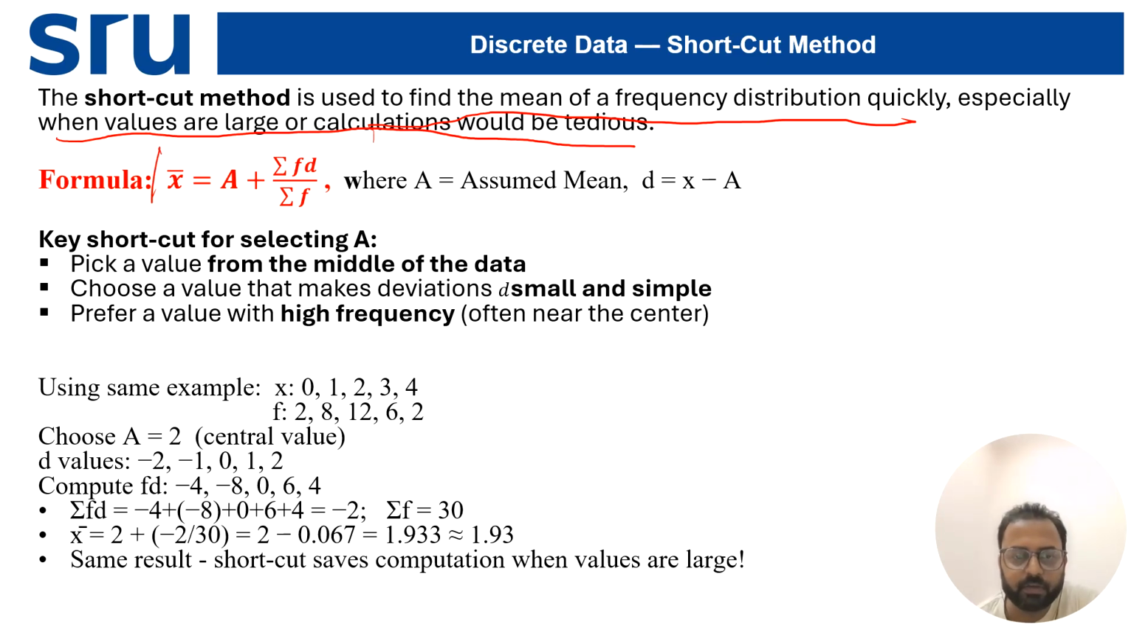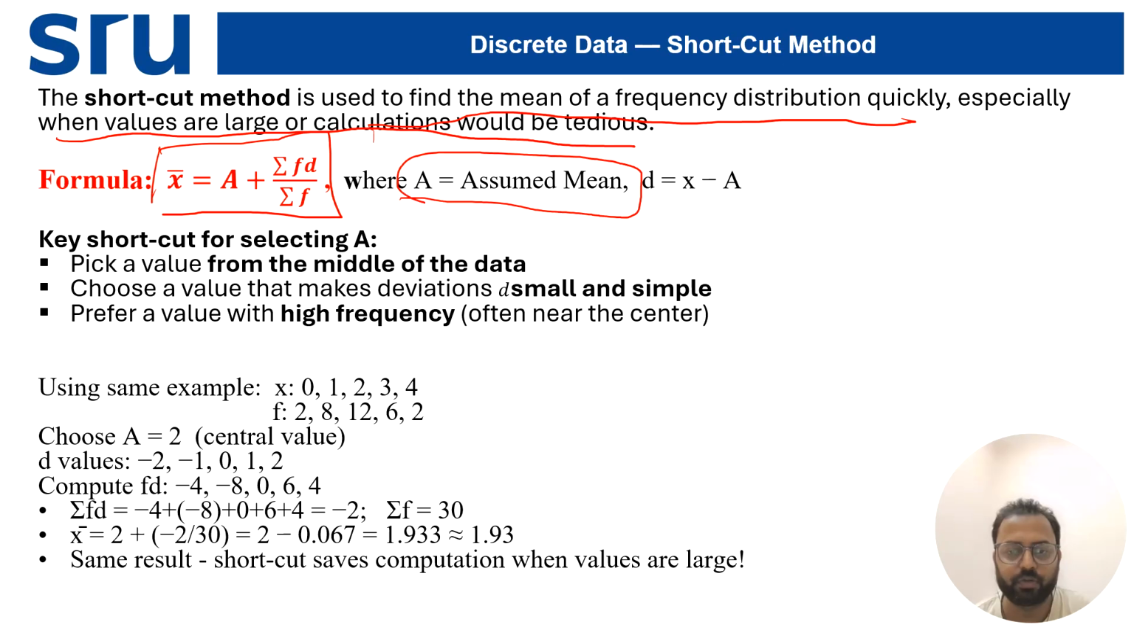In this method, we use the formula x bar is equal to a plus the summation of all f into d divided by the summation of frequencies, where a is the assumed mean, and d is x minus a.